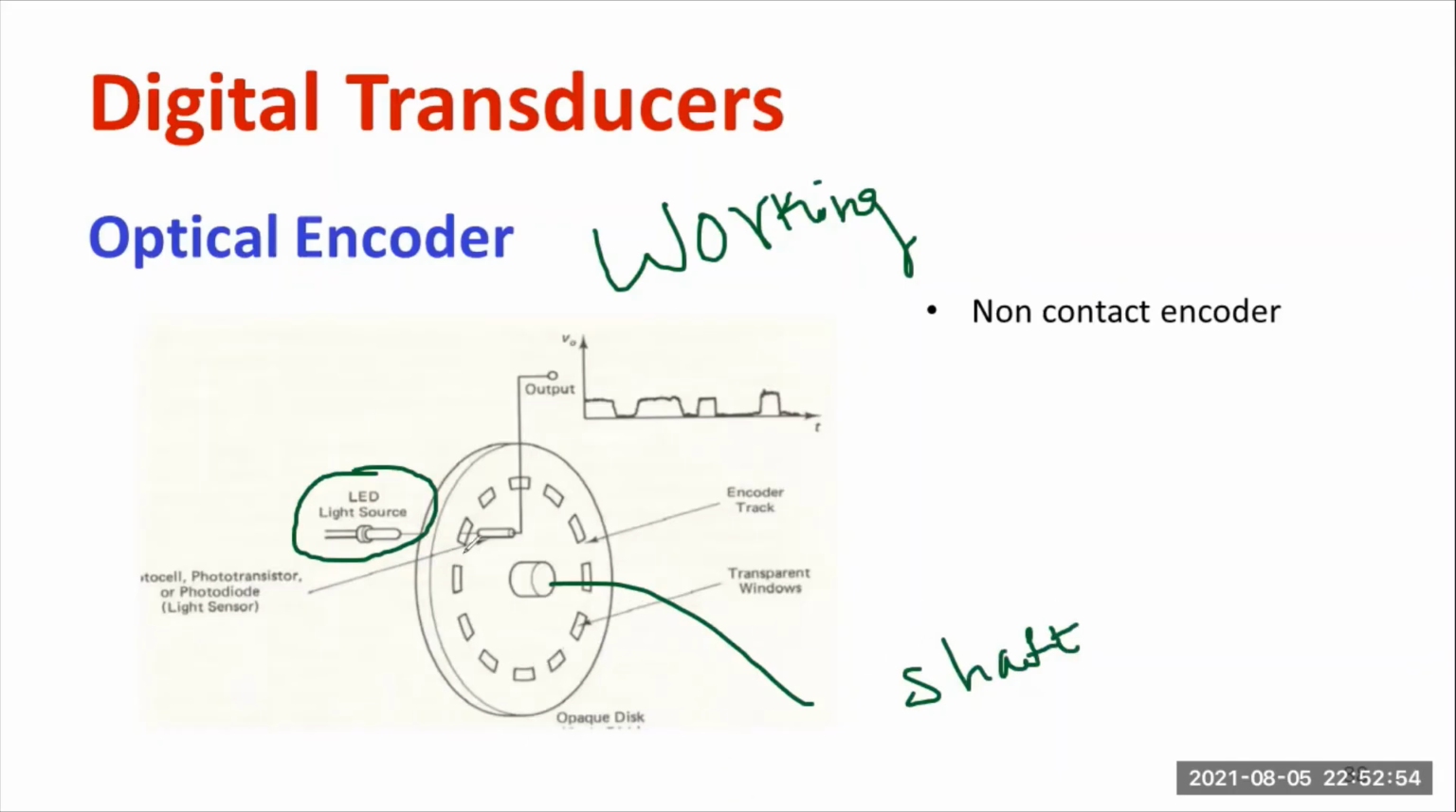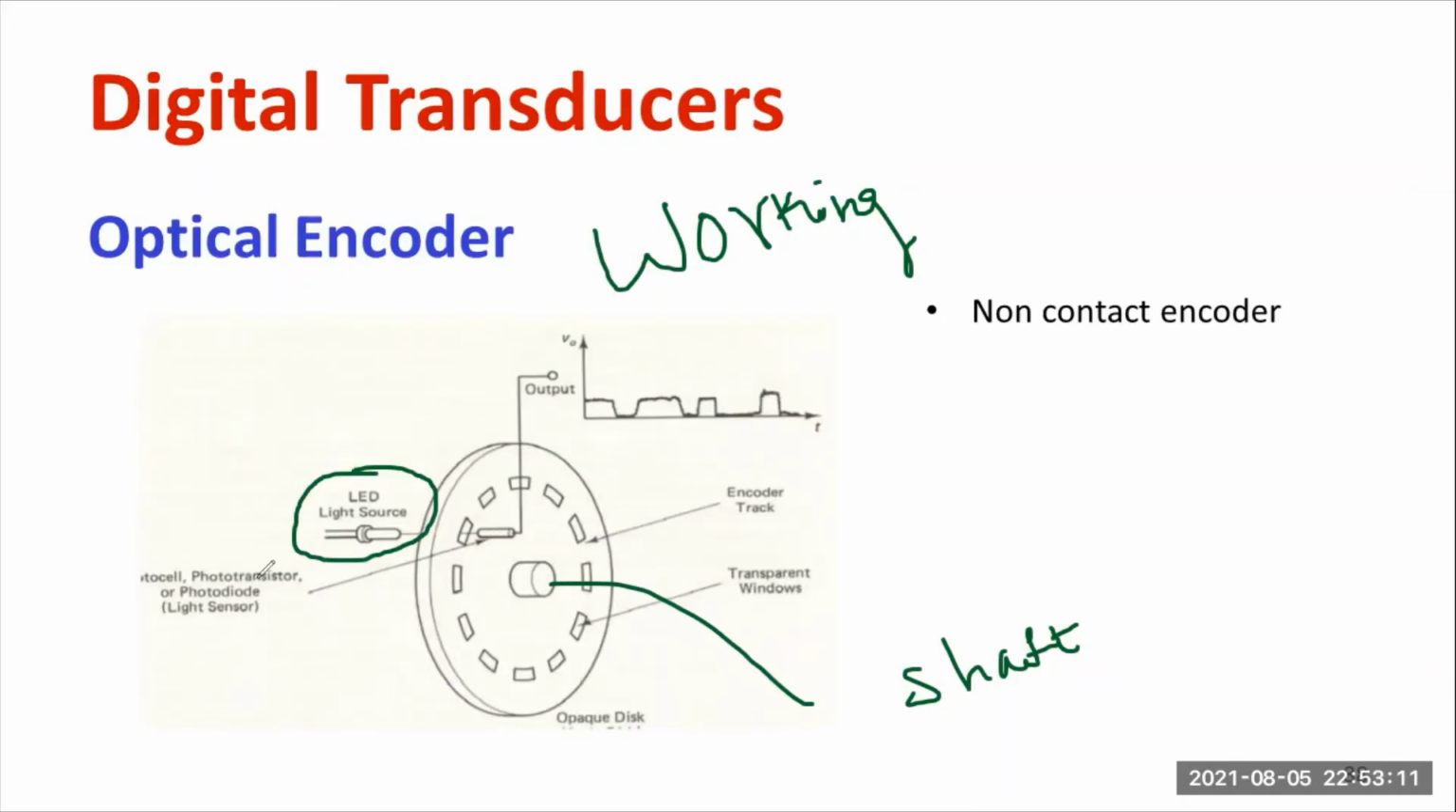And we can see transparent windows. A lot of slits are available. Slit, or you can call it transparent windows, square shaped. Okay, it is very clear. The shaft will be connected to a mechanical body. Whenever the mechanical object moves, the shaft is also operated.